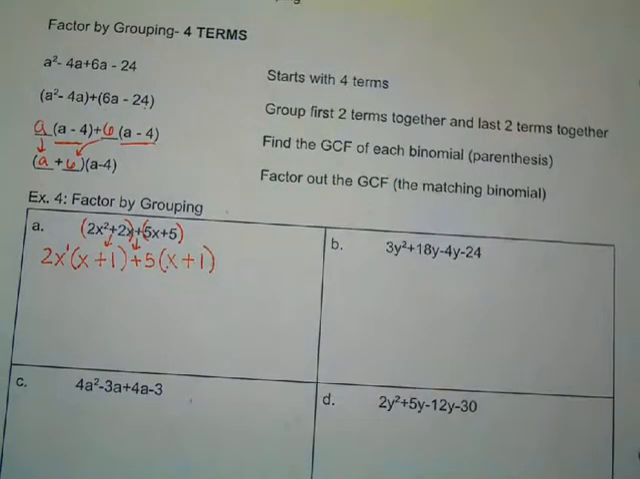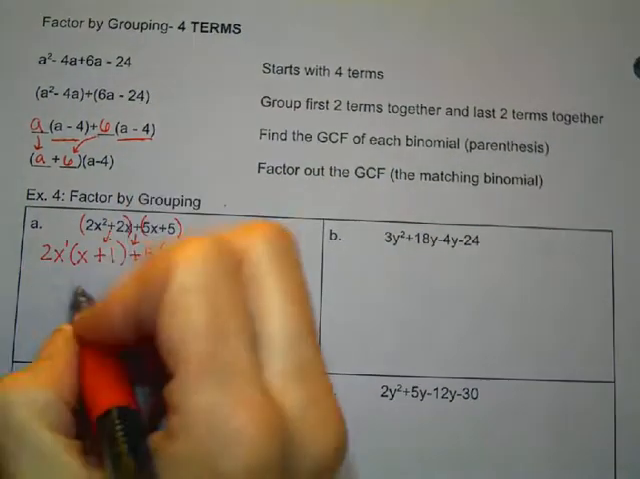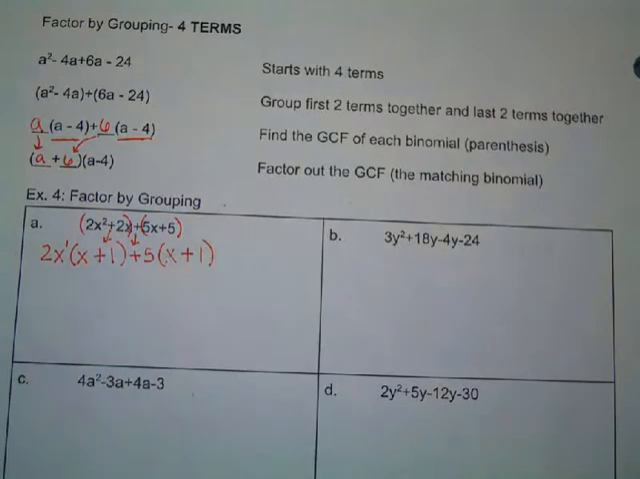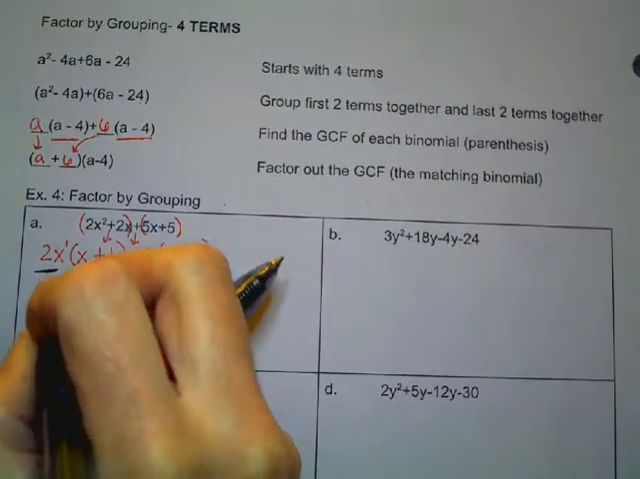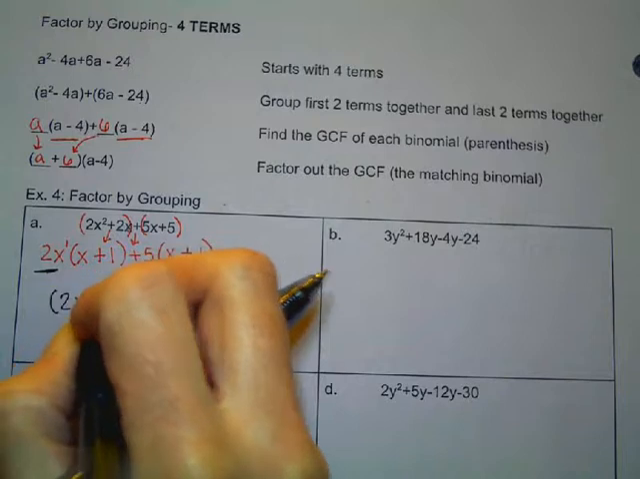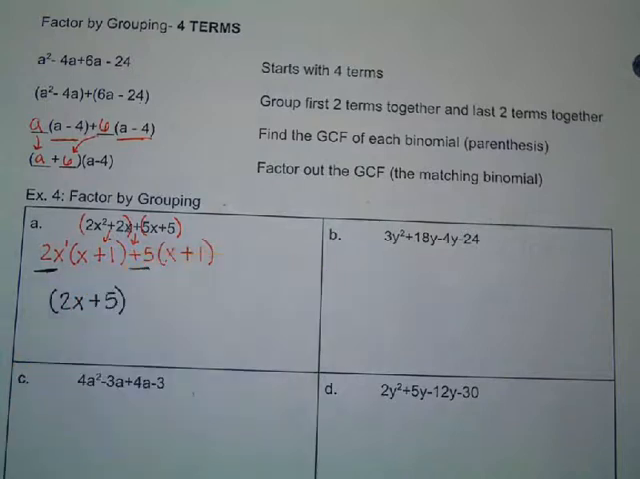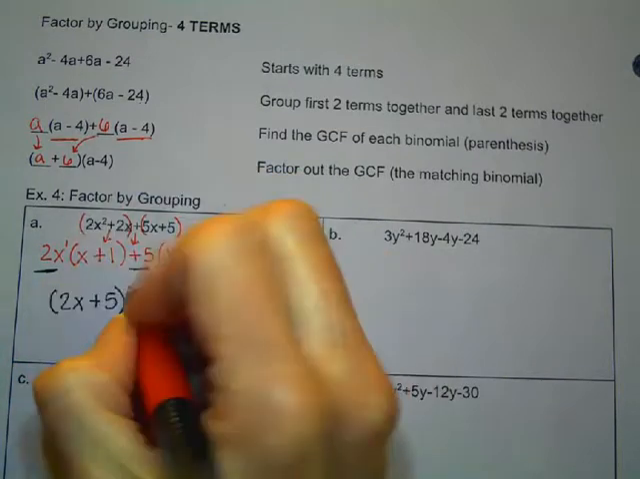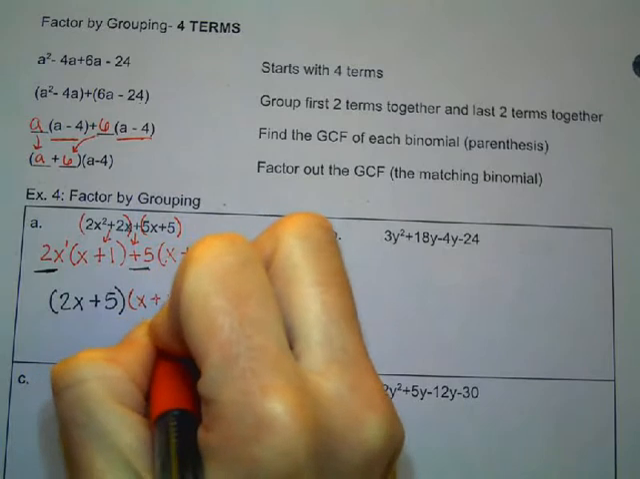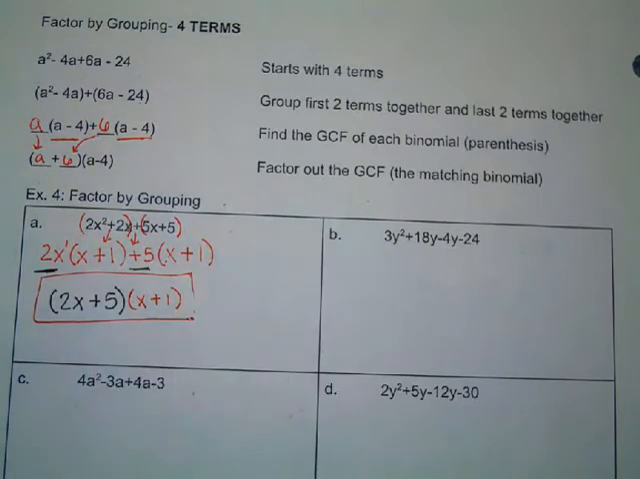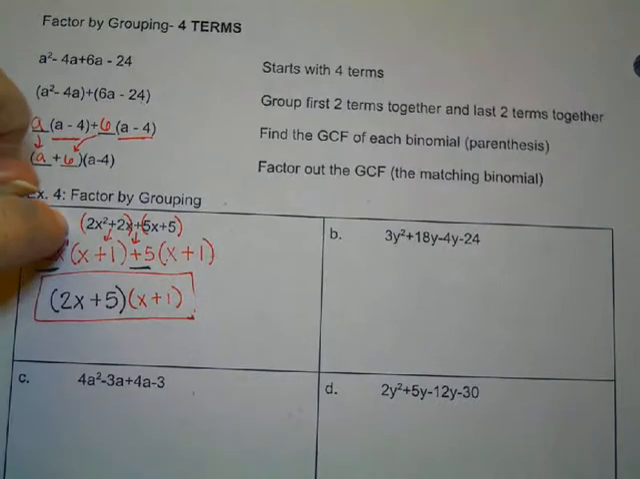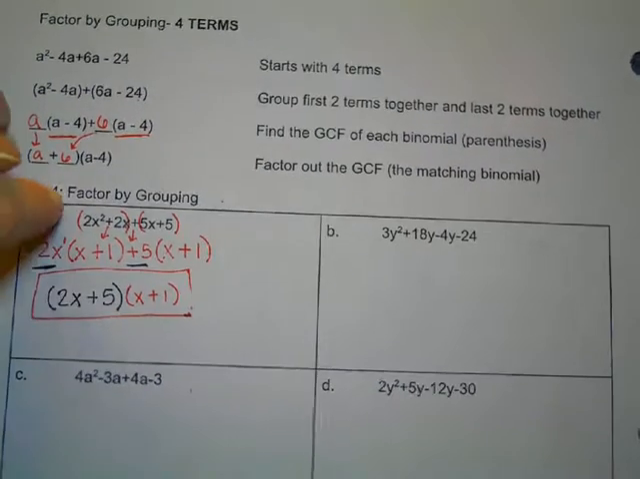So now you take what's in front, and you make a parenthesis. So 2x plus 5, and then you bring down the one that they had in common, x plus 1. So those 2 parentheses are your answer. If you multiplied that out, again, you would get the problem that we started with. Factoring is dividing out GCF, okay, or taking out what they have in common here.